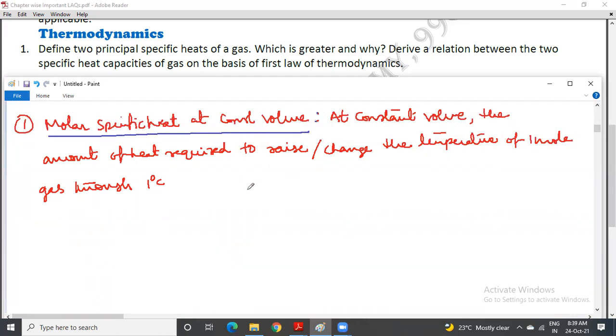The first definition. But how to write the equation? So before we write the equation, I'll give you one idea. In the subtopic calorimetry of thermal properties of matter, you have learned that the more mass is taken, the more heat is required to raise its temperature, or to change its temperature by 1 degree centigrade.